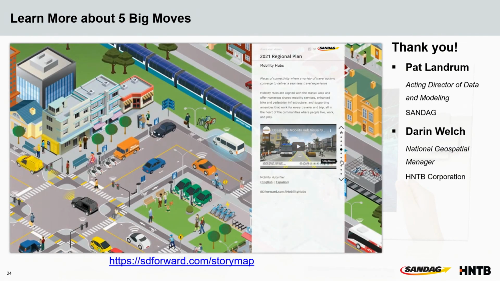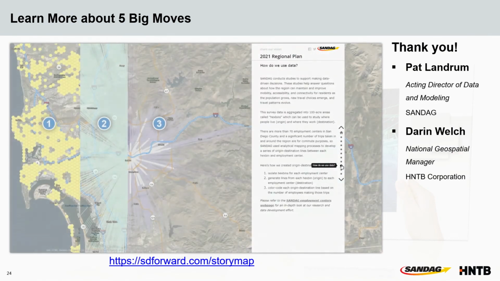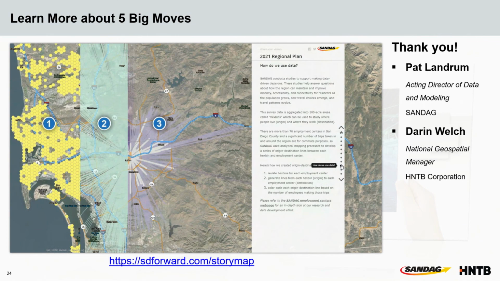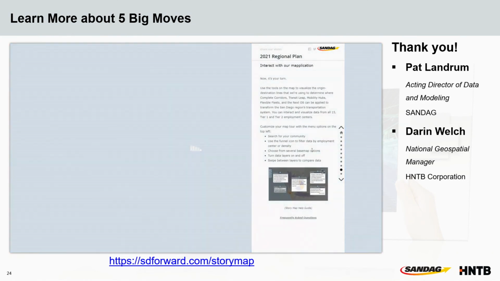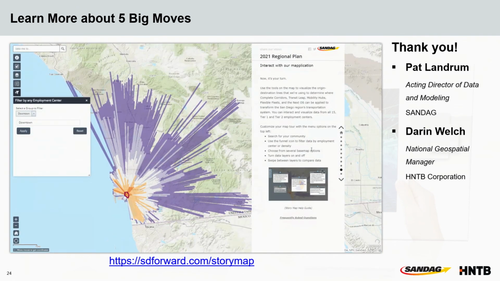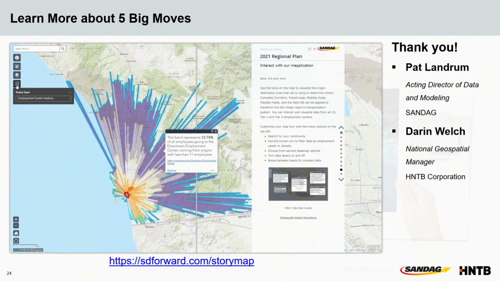And if you're interested in taking a look at the transformational vision, the 5 big moves, and finding out more, feel free to go on to the San Diego Forward, sdforward.com story map location. View the story map, interact, learn more about it, learn more about the plan.